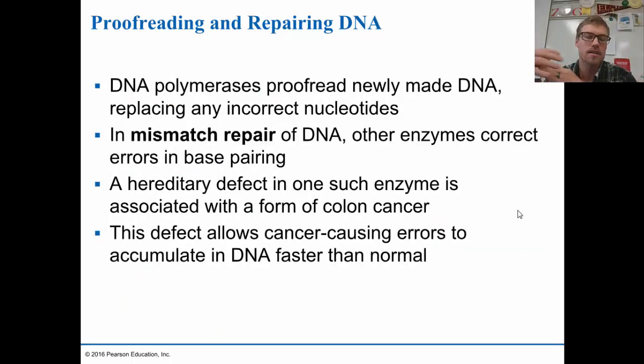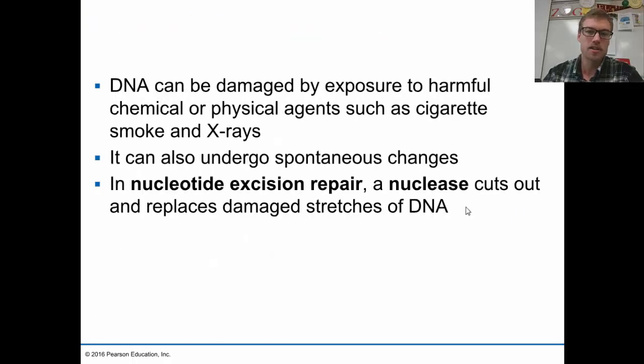Now, the process of DNA replication is generally very accurate. However, there are times where that process does not take place correctly. And so in mismatch repair of DNA, other enzymes are going to come in and correct things. A hereditary defect in one of those enzymes that does the correcting is associated with a form of colon cancer. Because of that, this defect is going to allow cancer-causing errors to accumulate faster than they normally would.